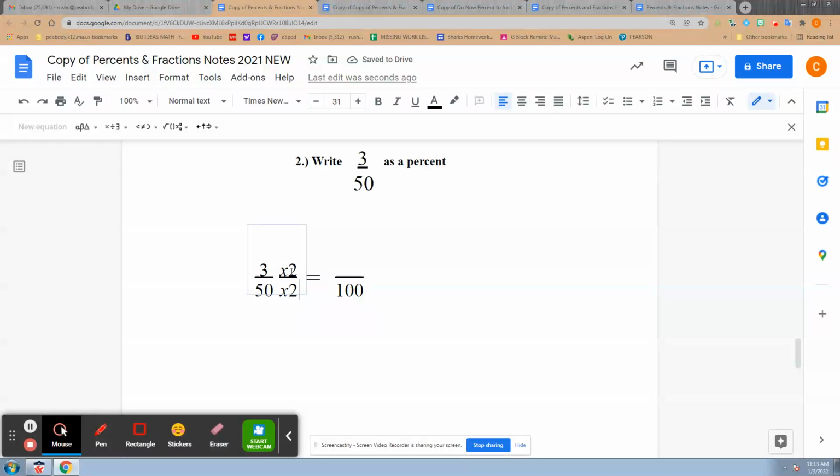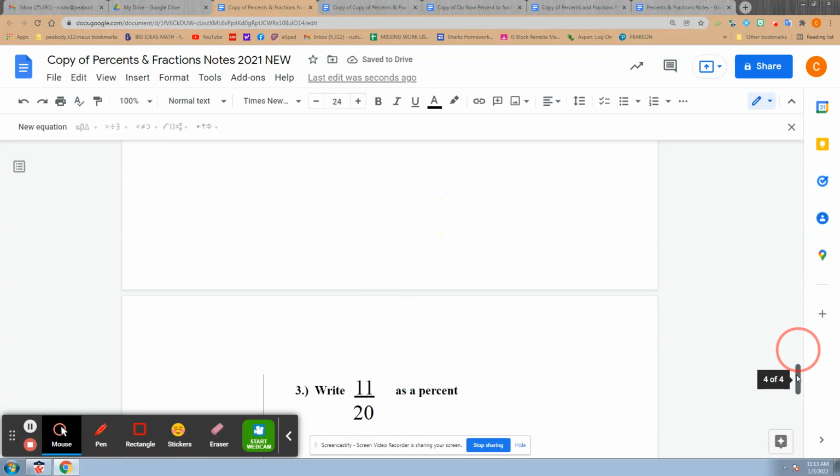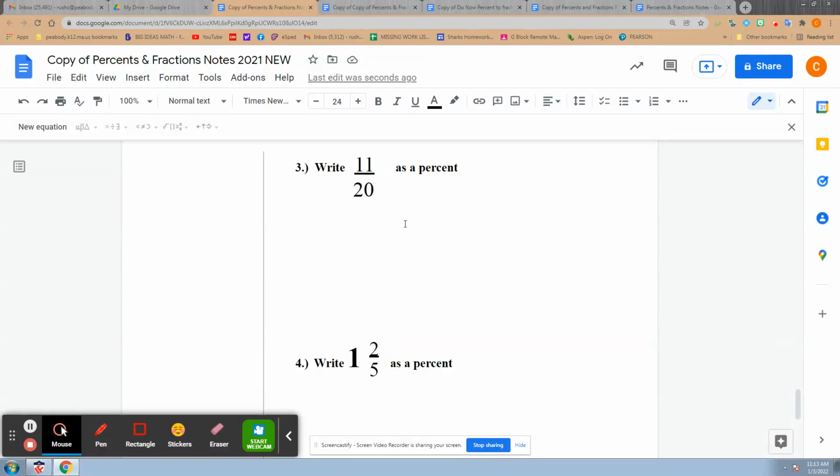So then we have to do 3 times 2 on top, which is 6. So then I take the number on top and put it with a percent sign, and my answer is 6%. All right, great. So 3/50ths is 6%. All right, 2 left. I'm going to turn 11/20ths into a percent.